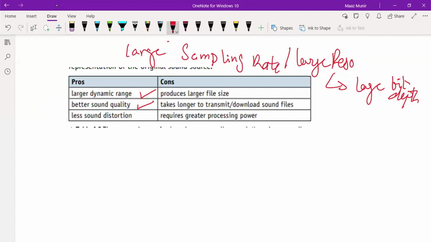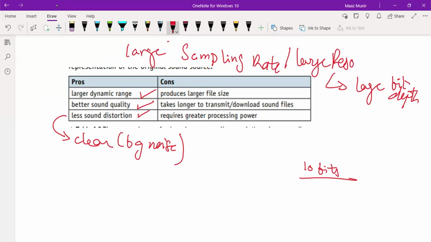better sound quality and less sound distortion, which means that your audio is very clear, there is no background noise or stuff like that. But on the other side, you have cons, and those cons are that your file size is much greater. If you use, let's say, 10 bits, obviously your file would also be small. But if you're using 100 bits, 1000 bits, let's say, as the sampling resolution, obviously that would refer to a much larger file size.